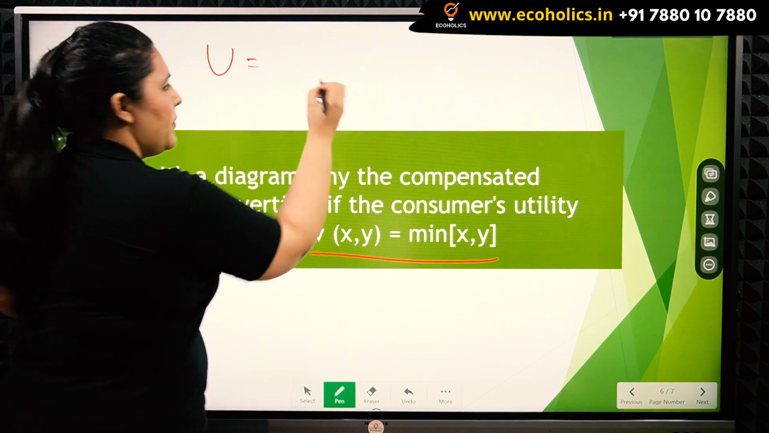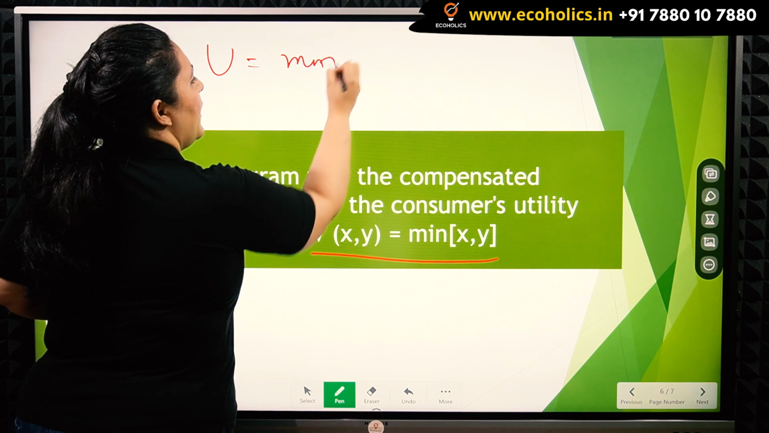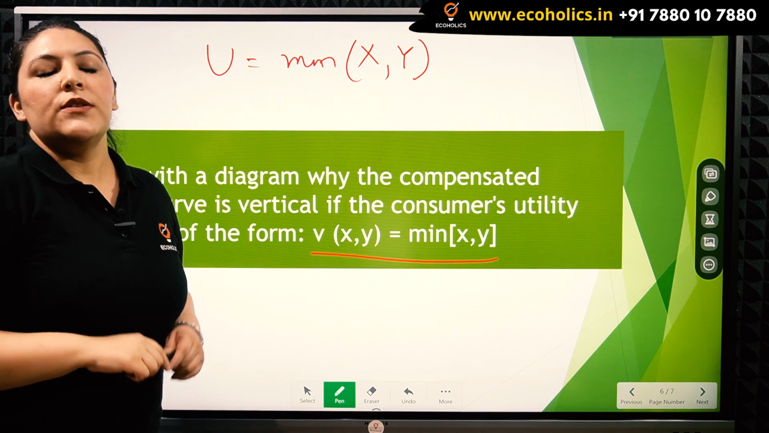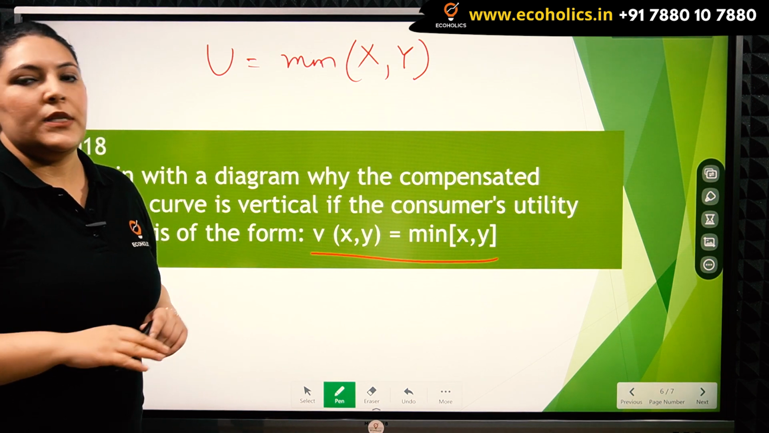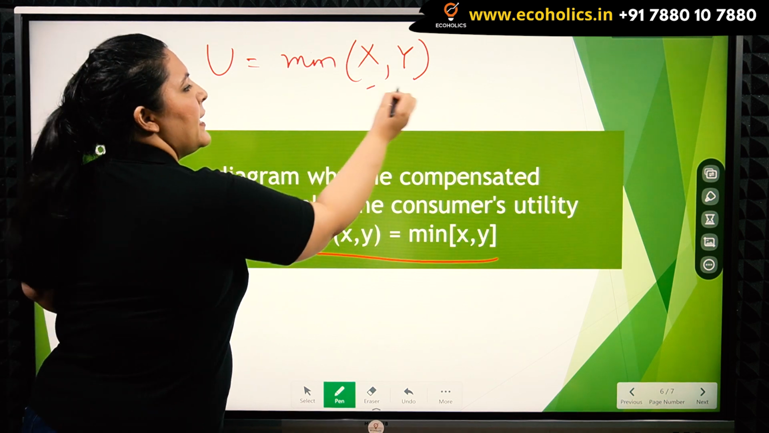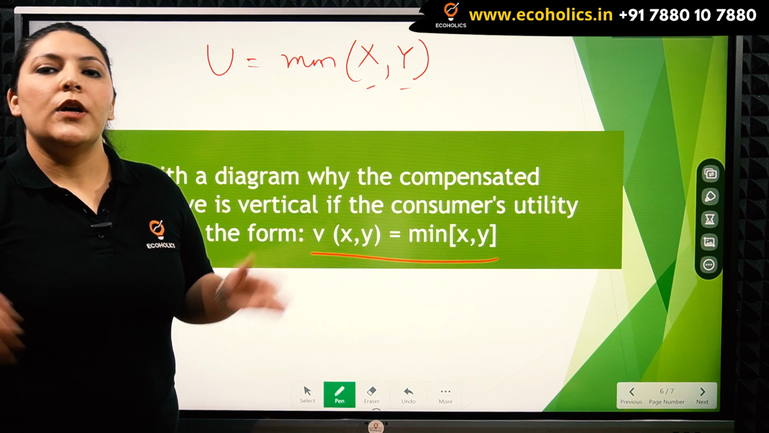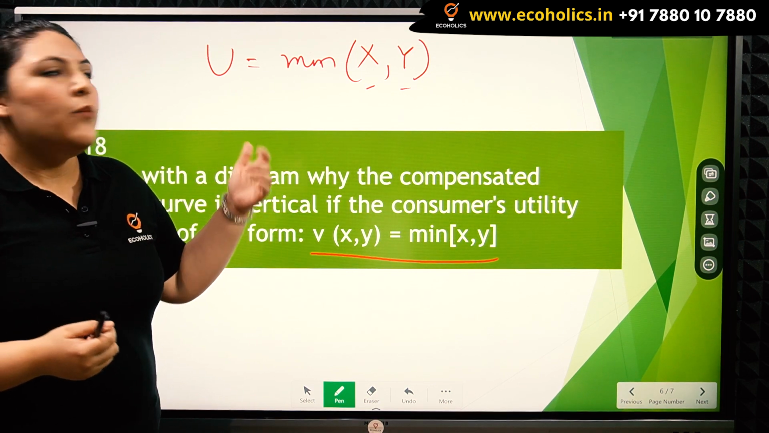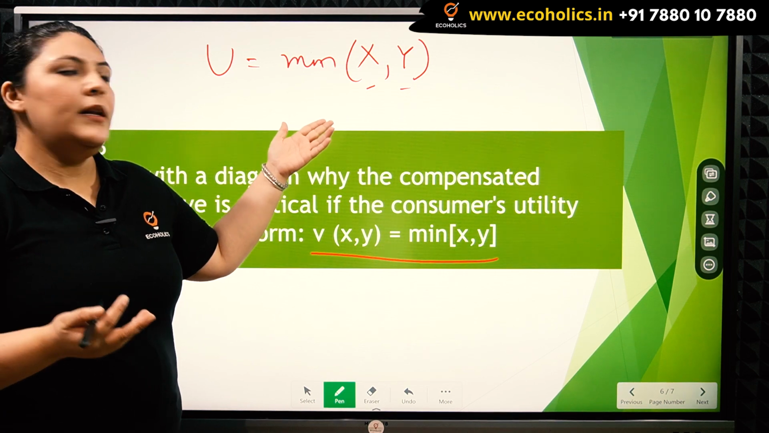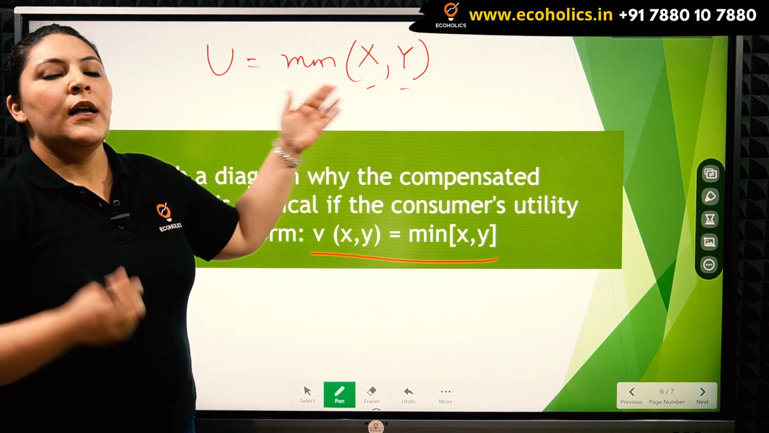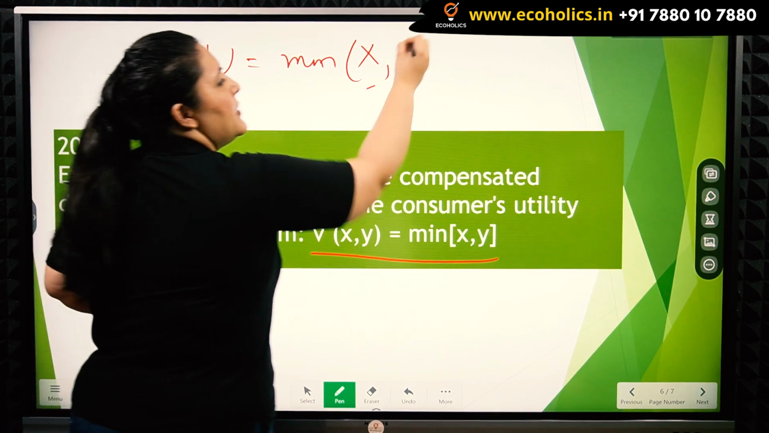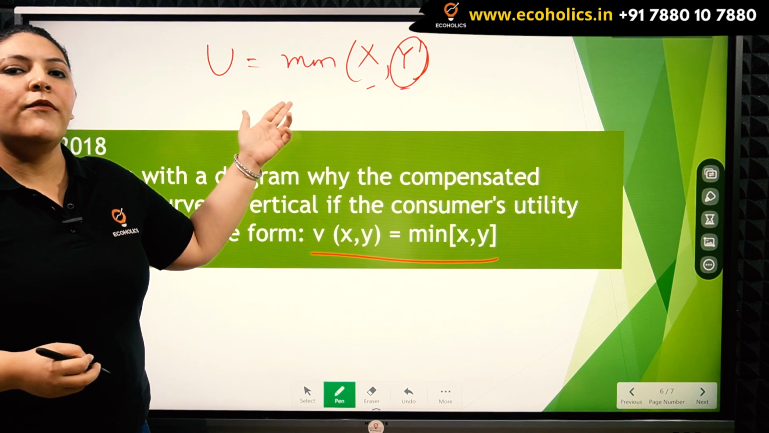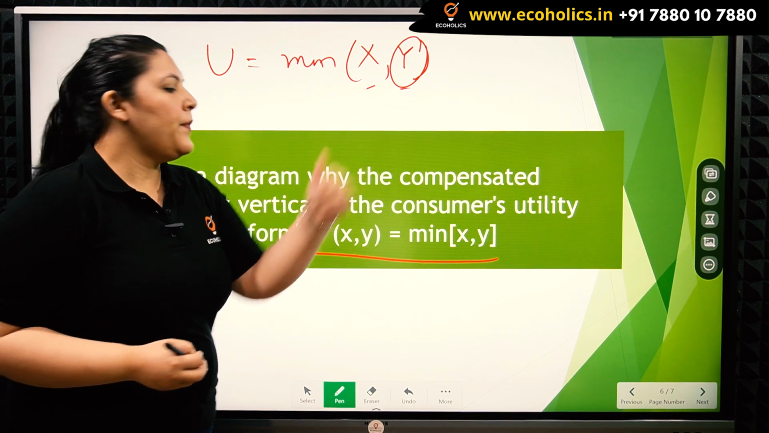The utility function is U equal to the minimum of X and Y. This is the utility function for perfectly complementary goods. It means that commodity X and commodity Y will be consumed together by the consumer, or there will be a joint demand. In case more units of X are available but fewer units of Y, the utility will conform to the lesser quantity, that of Y. Therefore, it represents the minimum value of X and Y.